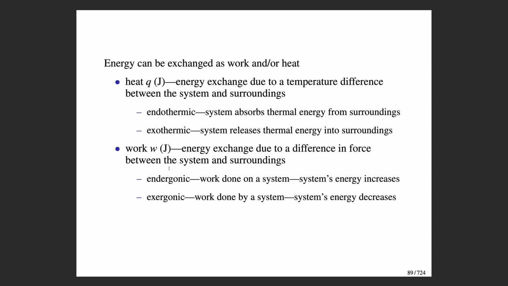The terms endergonic and exergonic can be used to describe work from the system's perspective. So an endergonic process is one where work has been done on the system. An exergonic process is one where the system does work on the surroundings. And note what it says on the end. So this is true for both the endothermic process and the endergonic process: the system's energy increases. For the exothermic and the exergonic process, that causes the system's energy to decrease. Okay, so we kind of take a system-centric view in using these terms.